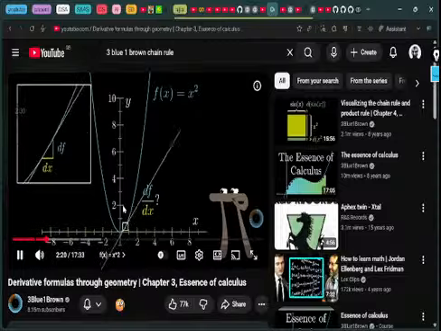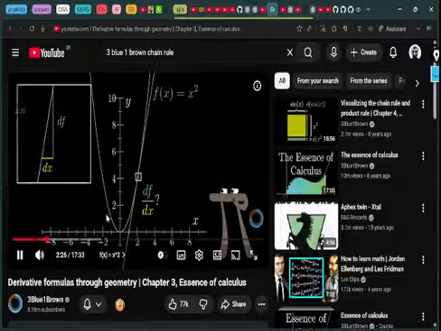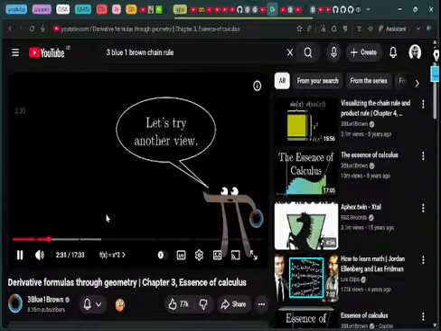At x equals 1, it's something that's steeper. At x equals 2, it's steeper still. But looking at graphs isn't generally the best way to understand the precise formula for a derivative. For that, it's best to take a more literal look at what x squared actually means.